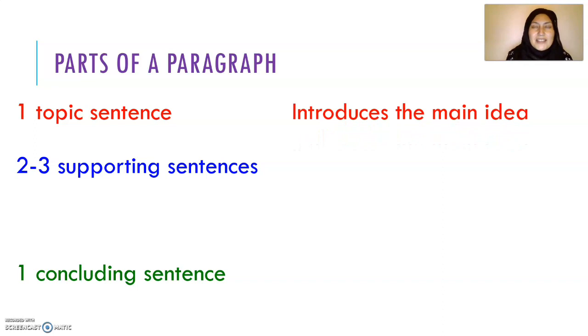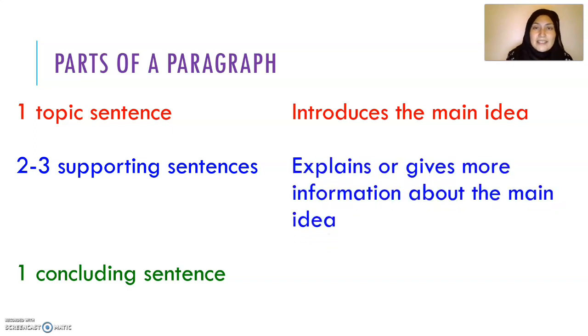So for the topic sentence, this is where you introduce the main idea. This is where you first tell the reader what you're going to talk about. The second part, the supporting sentences, this is where you really explain and give more information about your main idea. And then finally, the last part, the conclusion or your concluding sentence, is where you wrap up the paragraph and end it neatly and very clearly.